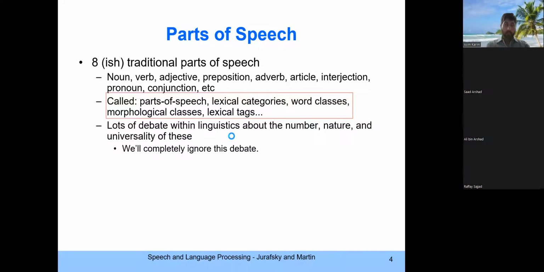So what exactly is a part of speech? So you can have various names for it. So it's a word class or a lexical category or morphological group that basically describes the words in that group. And of course, linguists discuss parts of speech in quite detail. As computer scientists, we don't spend too much time on that. We just take some tags and use them for our particular application.